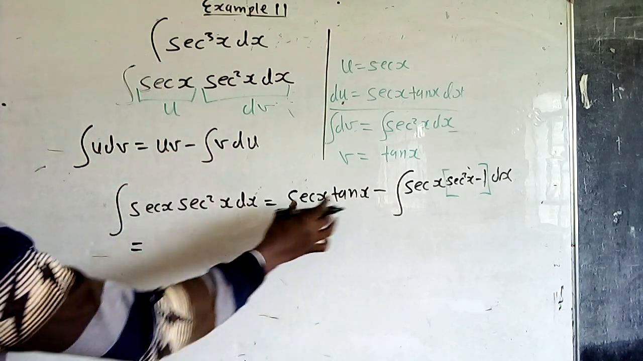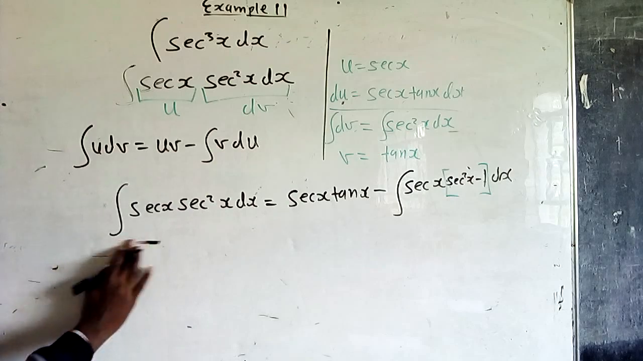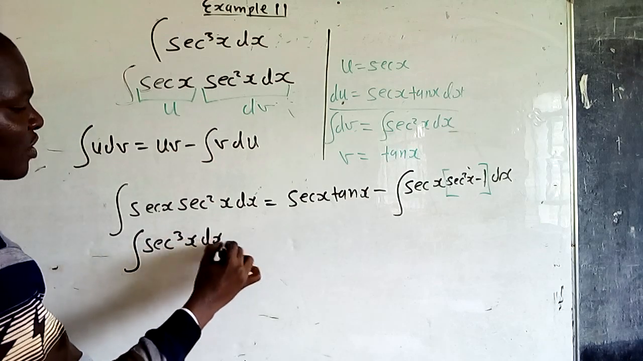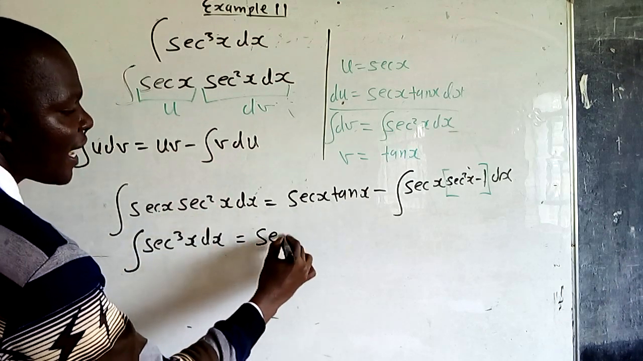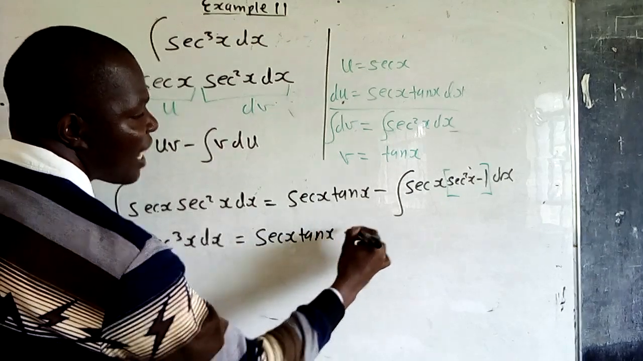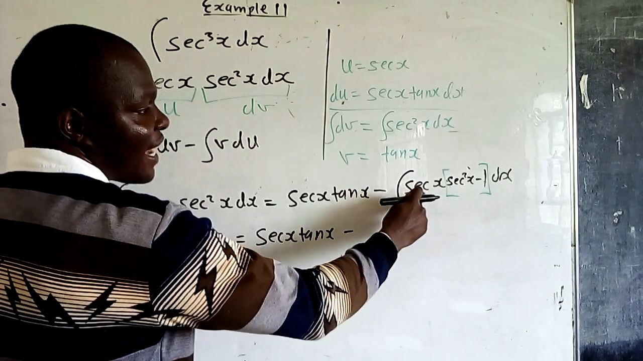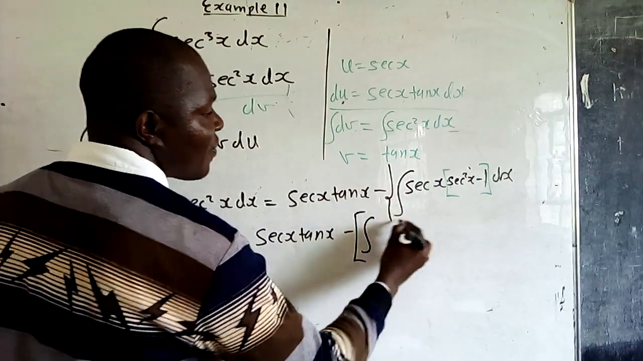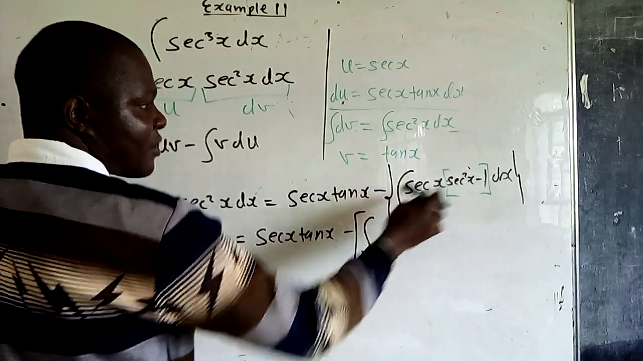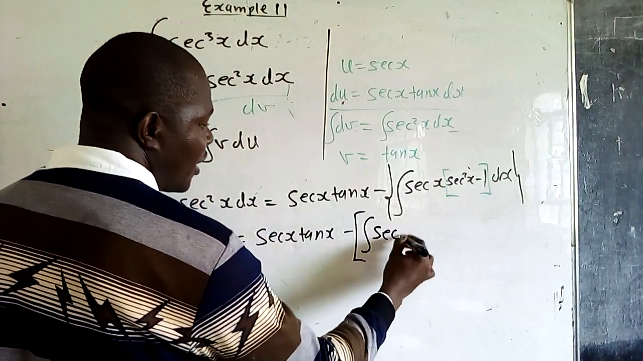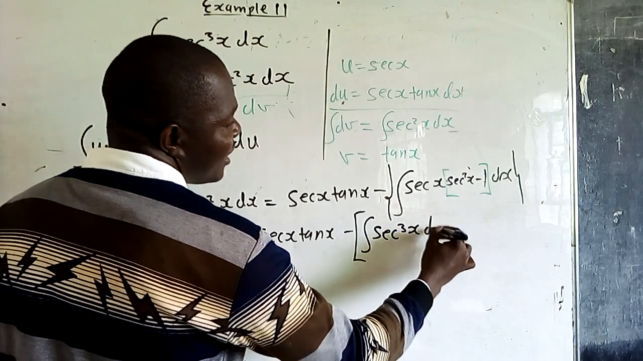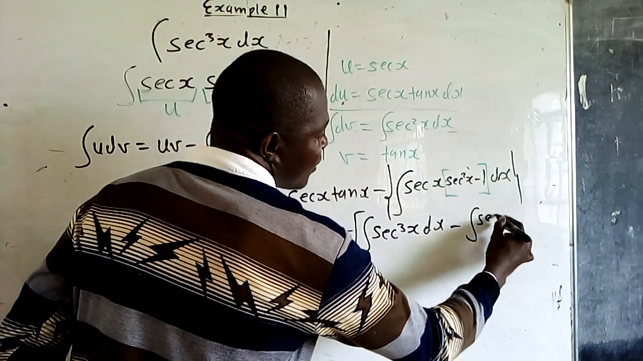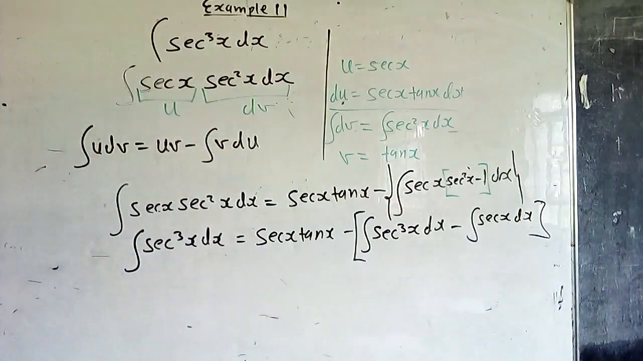Yes. Then that one is equal to, remember, this side of the equation is the integral of sec cubed x dx, isn't it? To be equal to sec x tan x minus, open this, sec x times sec squared x, the integral of, this is still inside the bracket, okay? Sec x times sec squared x is sec cubed x dx, then minus sec x times 1, which is the integral of sec x dx.